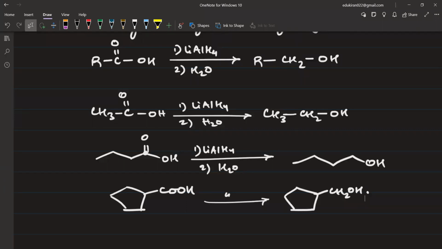So, sir, the LiAlH4 would be the reducing agent. It is a reducing agent, correct? So only that reducing agent can be used. Yeah, only LiAlH4, nothing else.